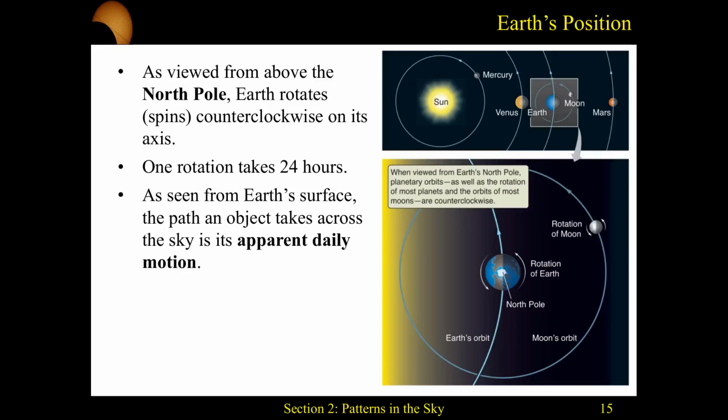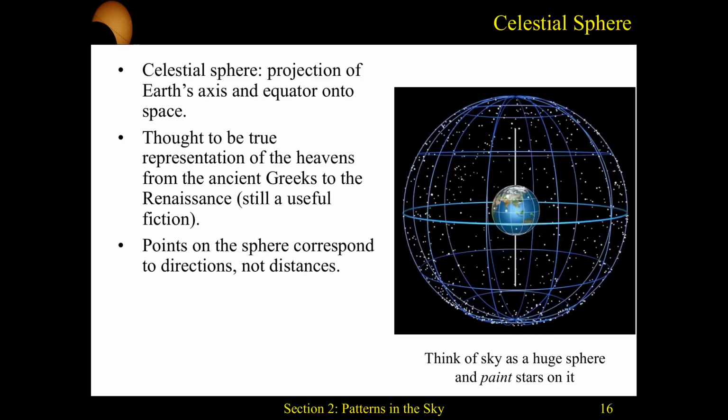Think about how the sun rises in the east and sets in the west. If we look at the Earth from the North Pole, we would say the objects are moving in a counterclockwise manner. Of course, the reality is that Earth is rotating on its axis counterclockwise once every 24 hours. So here on Earth, we can track the movement of the celestial objects in the sky, and we call this their apparent daily motion.